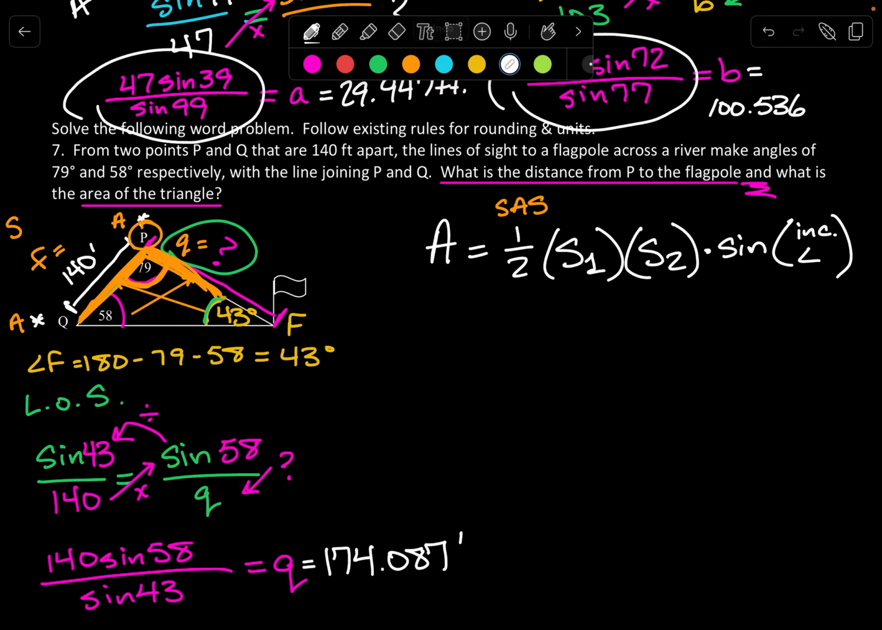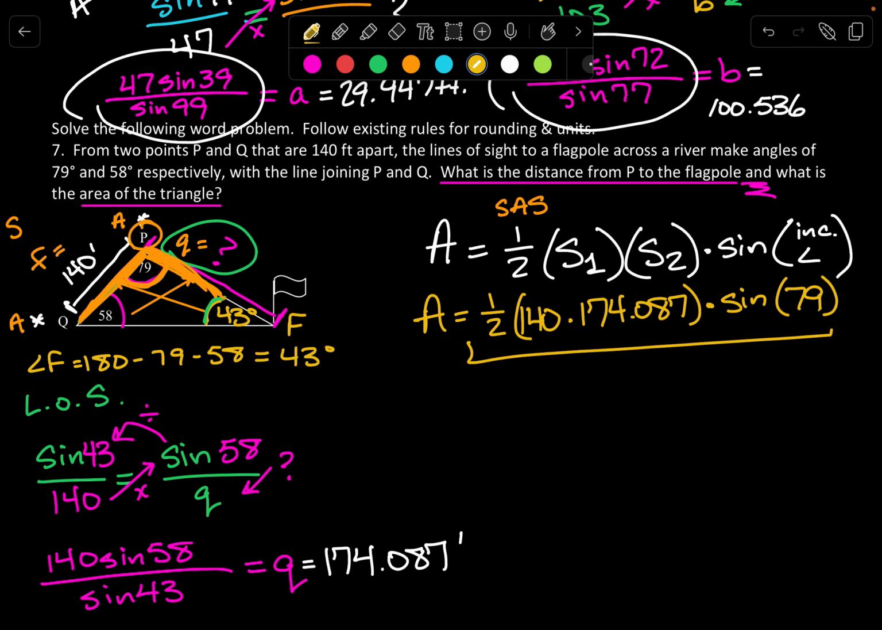So I'm going to use F as side 1, Q that I just found as side 2, and I'm going to use the sine of angle P, which is 79. You can type this directly into your calculator, and you should get that the area of this triangle is 11,962.165 feet squared.